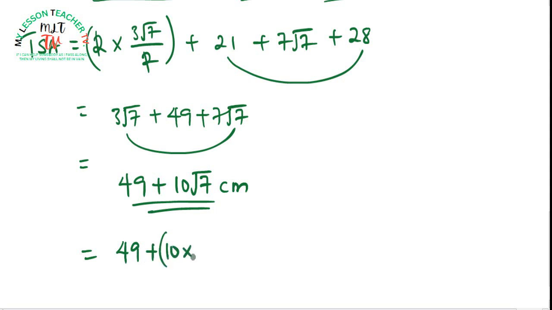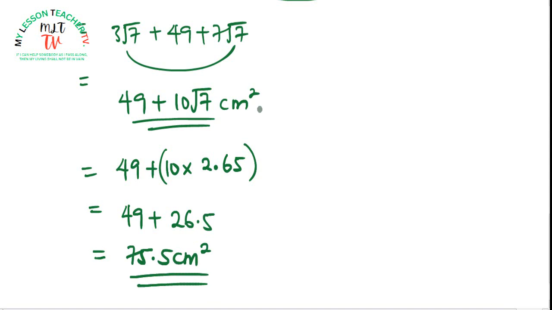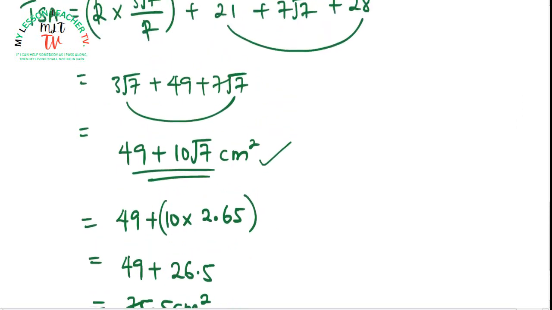Root 7 is approximately 2.65. So when you simplify, this is 49 plus 26.5, and when you add this together, 49 plus 26.5 is 75.5 centimeters squared. So this is your answer in short form, while when you simplify by substituting the value of root 7, this is what you will get. So this is your answer, and you can cross check it to get your value.